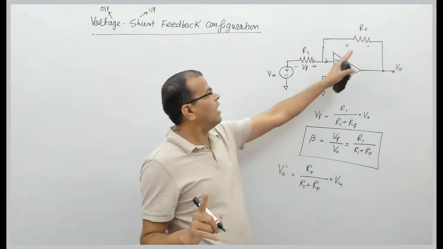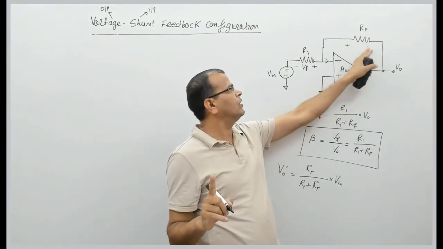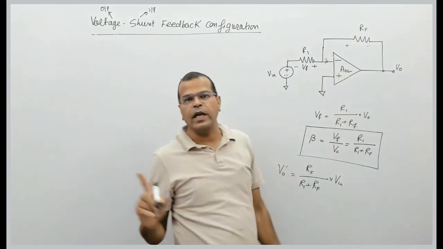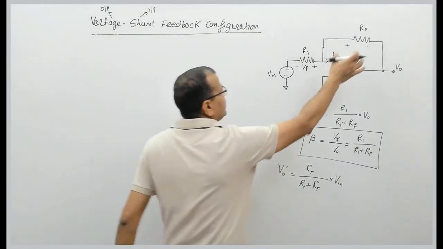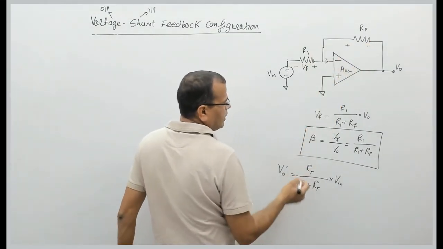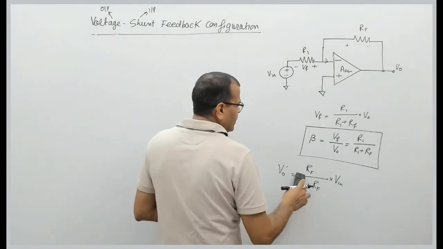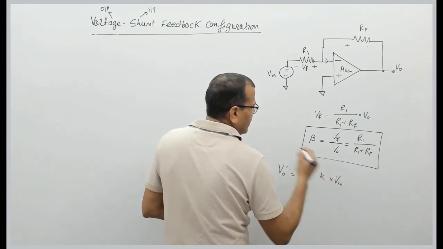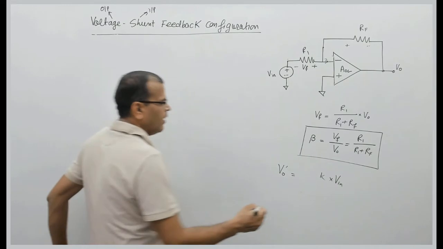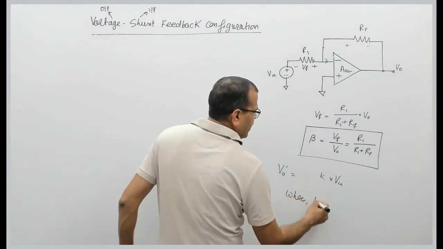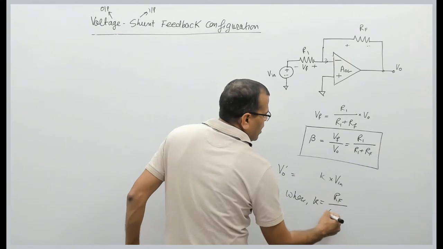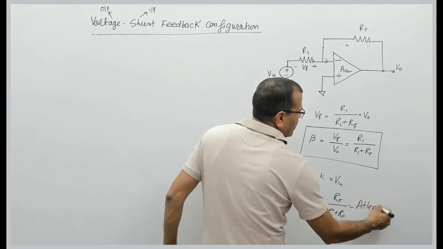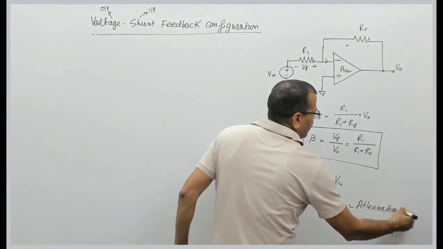I'm seeing as output voltage, which is nothing but the voltage across this resistance, considering there is no current in this branch. In that case, the voltage across this is RF by this with a negative sign. So I will say this factor is K, where K is nothing but RF by R1 plus RF, and we call this the attenuation factor.